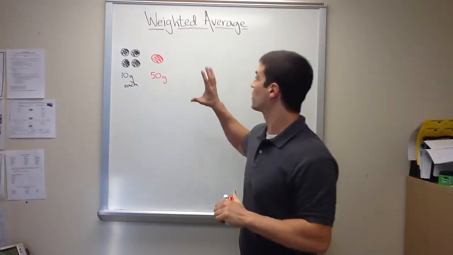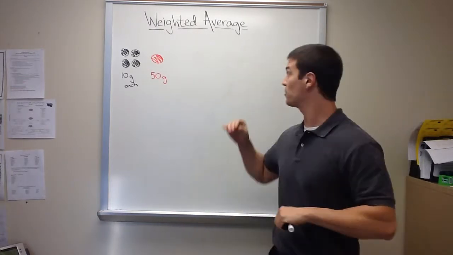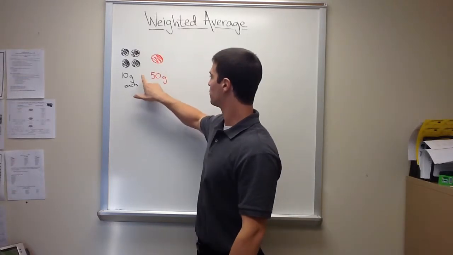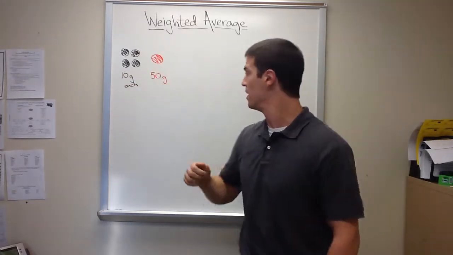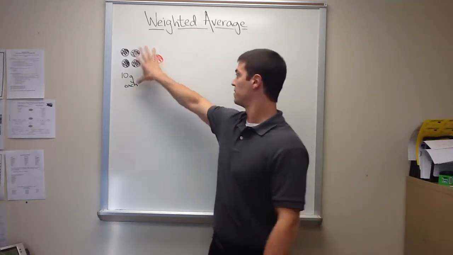Alright, so this is going to be a quick tutorial on weighted averages, and I feel like the best way to teach what a weighted average is is through using an example. So what I'm going to do here is use examples of these black spheres and this red sphere, because I'm doing Raider colors here. We're going to use this to actually figure out what the weighted average of these samples are.